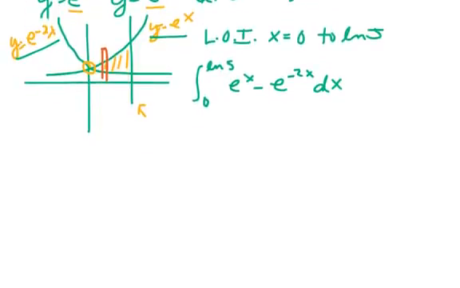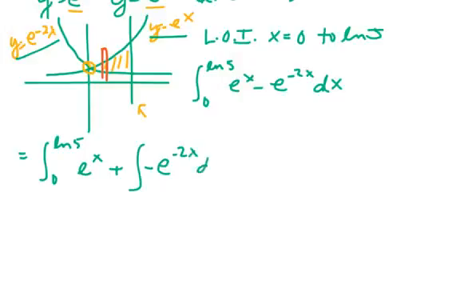Now, take the antiderivative of this. I'm going to split it into two integrals because I think that's a little easier to see. I'm going to write it like this. The first one is pretty straightforward, right? The integral of e to the x is just e to the x. Over here, you've got to do a little work.